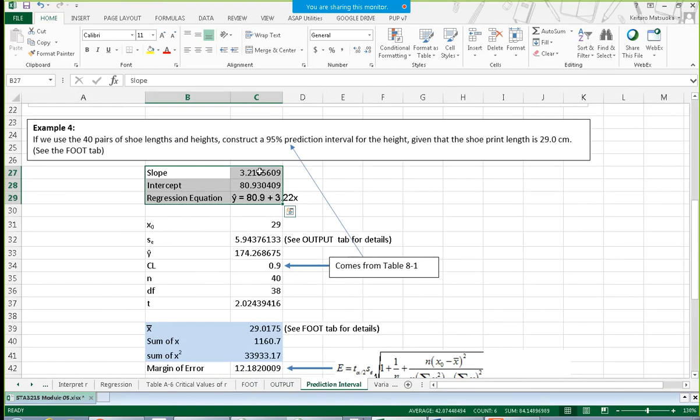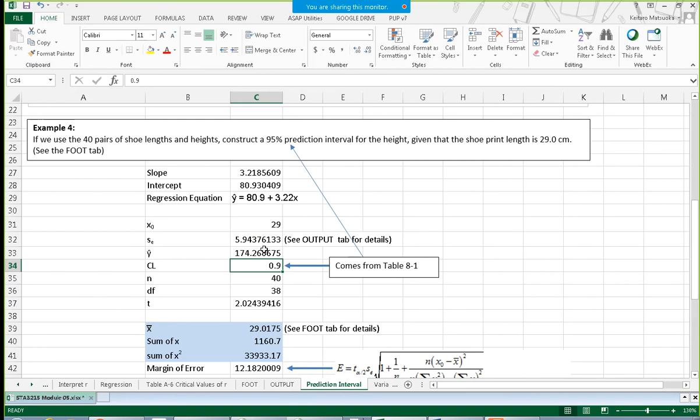You first figure out the regression equation, same steps we just did. What's x of 0? That's given to us, 29 centimeters. We then calculate the S of E, which I'll show you later in the lecture. And you figure out the predictive value here using this regression equation.